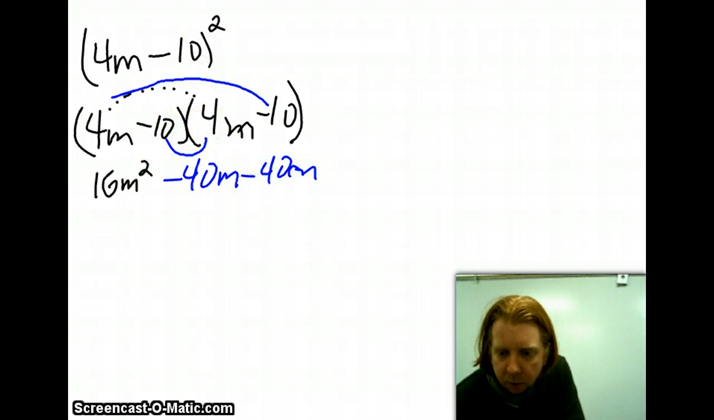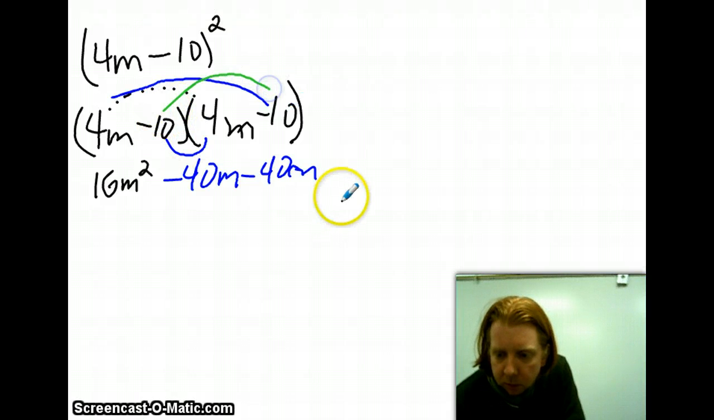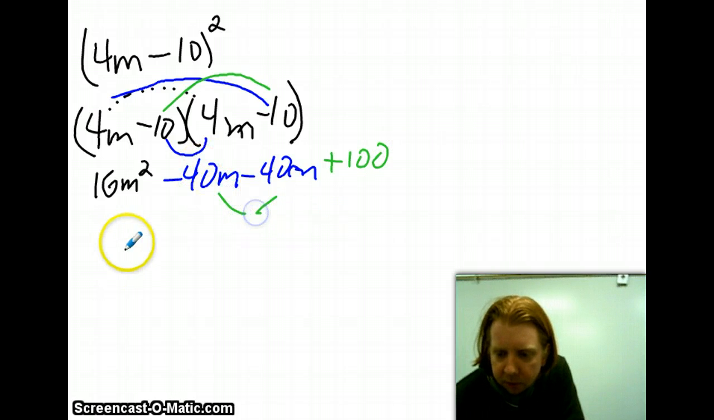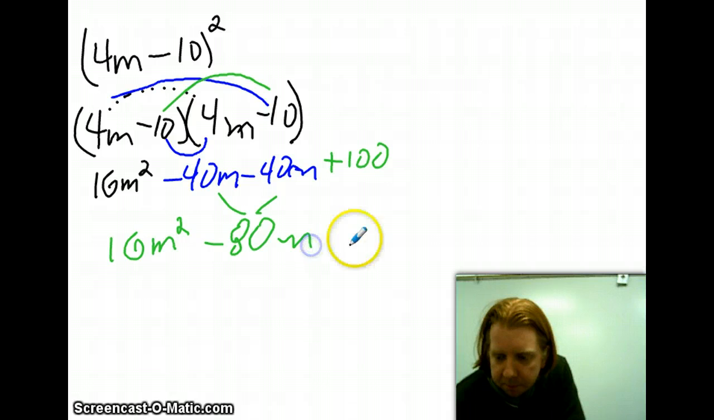And then I can do the lasts, plus 100. Combine my like terms, and I'm left at 16m squared minus 80m plus 100.